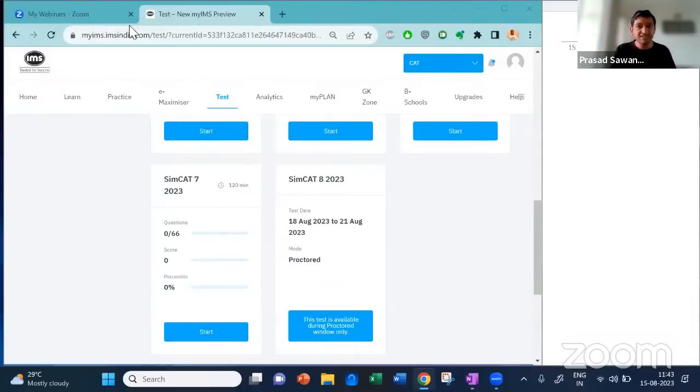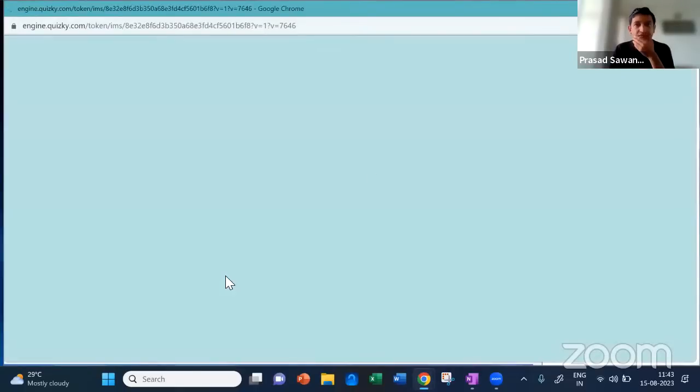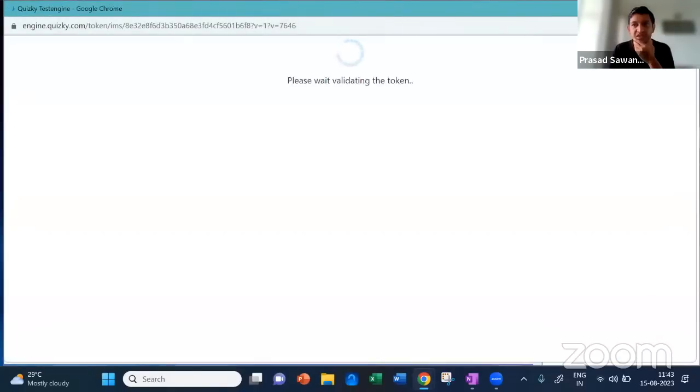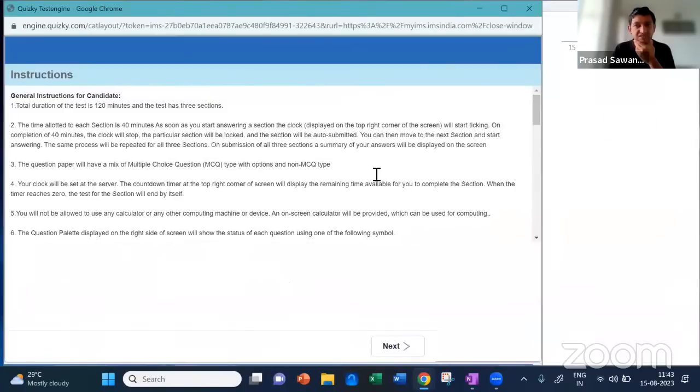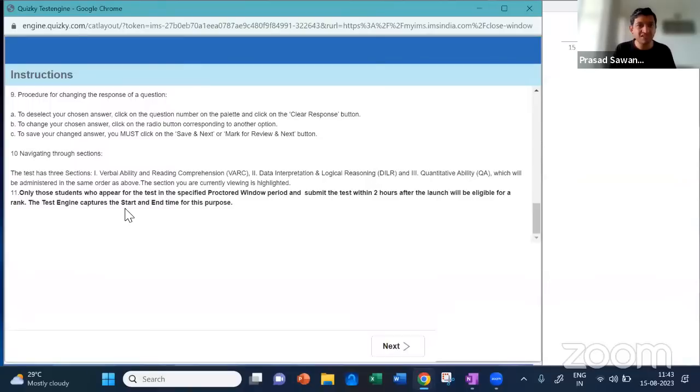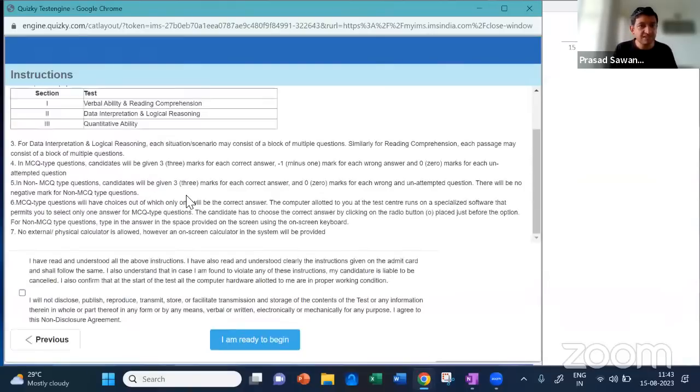So I'll just get going. I'll just start with SimCAT 7. I hope the window is visible. I'll try to change the resolution of my desktop. So it's still visible. So let's see.